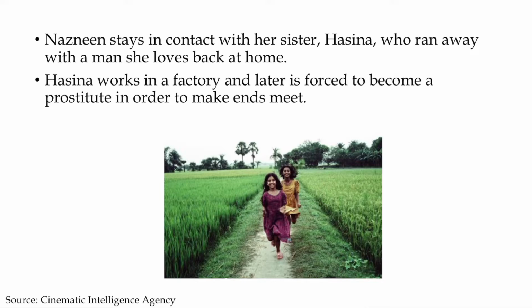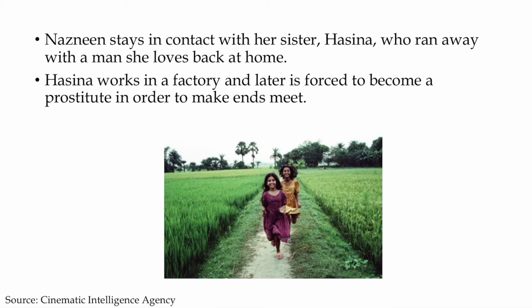Nazneen had a sister in Bangladesh called Hasina, who ran away early on and who was rebellious, unlike Nazneen. She initially had disappeared. However, Nazneen and Hasina regain contact via letters. So Hasina in Bangladesh somehow finds where Nazneen has moved to, and she begins writing to Nazneen. And we learn that Hasina, Nazneen's younger sister, works in a factory, and she's later forced to become a prostitute in order to make ends meet.